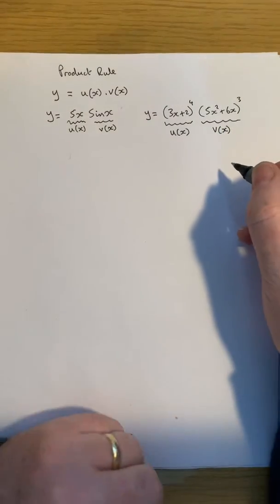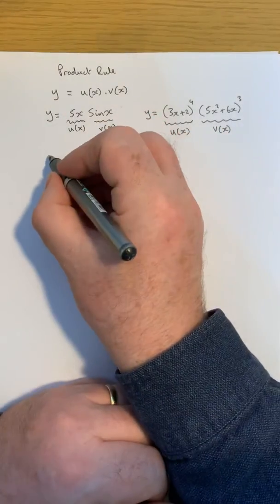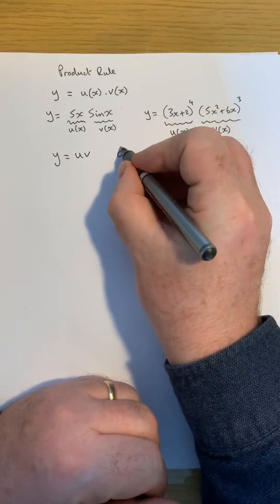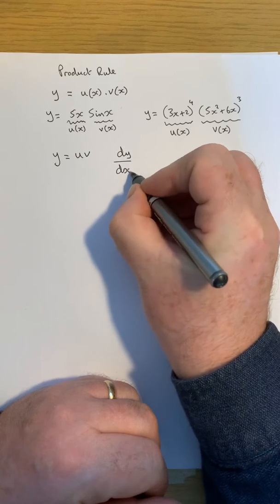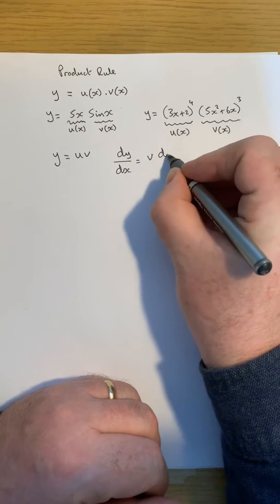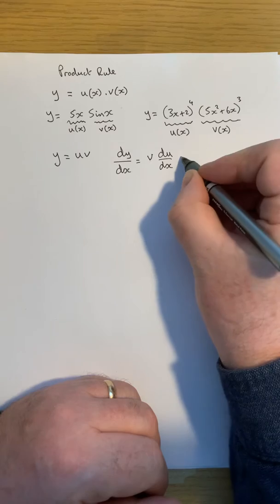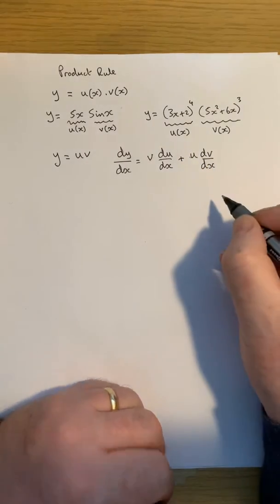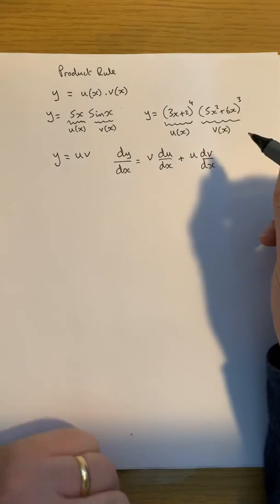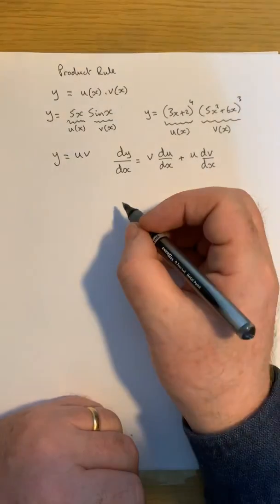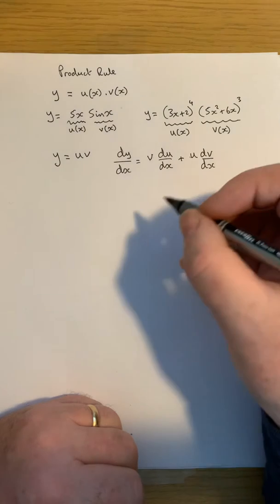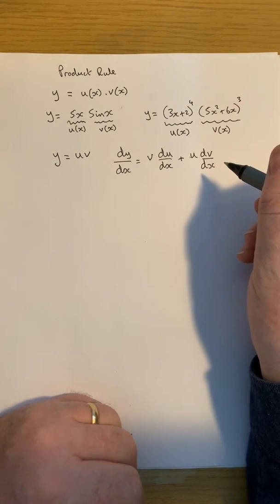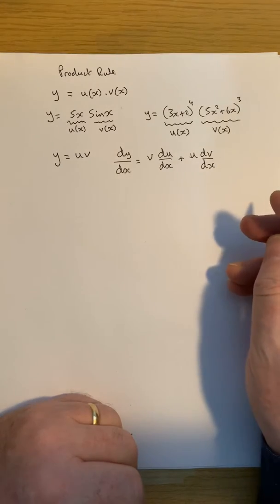So v of x. So the rule for the product rule is that y equals uv, where dy by dx equals v du by dx plus u times dv by dx. If you always follow that set pattern, you'll be fine. So what we do is we identify u, we identify v, we then differentiate each of those terms with respect to x, and then gather all the terms together.